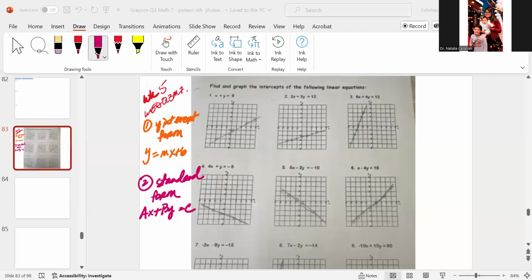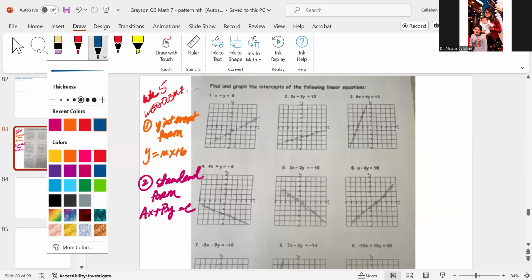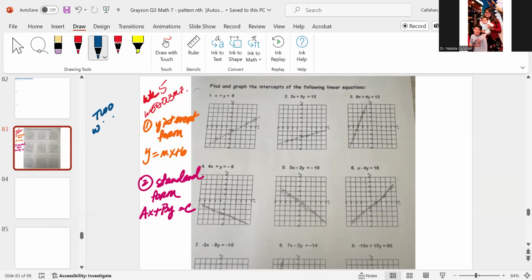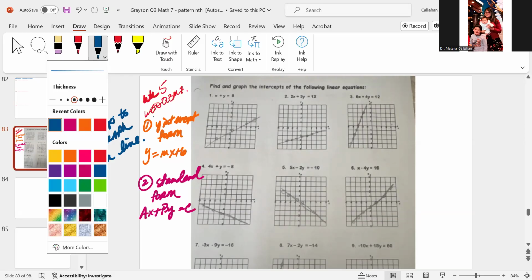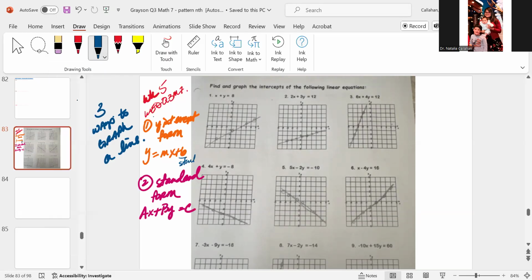So this is what you use. There are two ways to graph a line. Okay, well, actually, technically it's not two, it's 3 ways. First way is y-intercept form, y equals mx plus b. Remember with this form, you start with b, right? And your slope is either up or down, and it's over to the right. Do you remember that? Okay, that's the first way.